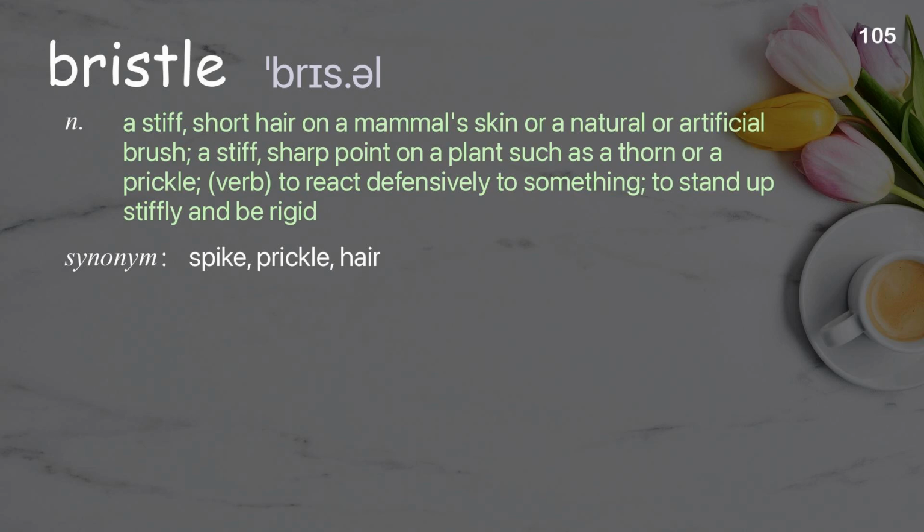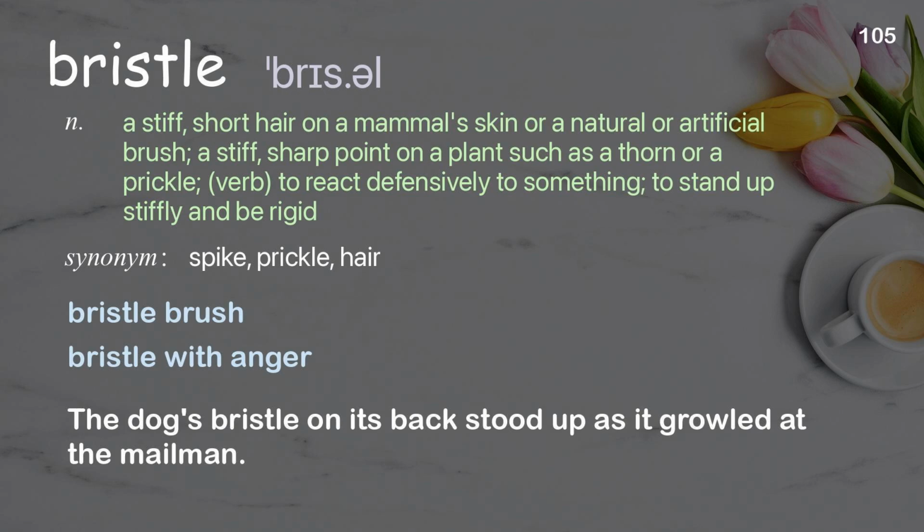Bristle. A stiff, short hair on a mammal's skin or a natural or artificial brush, a stiff, sharp point on a plant such as a thorn or a prickle. Verb: to react defensively to something, to stand up stiffly and be rigid. Examples: Bristle brush. Bristle with anger. The dog's bristles on its back stood up as it growled at the mailman.